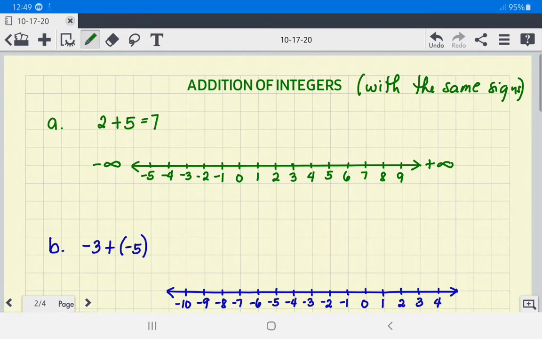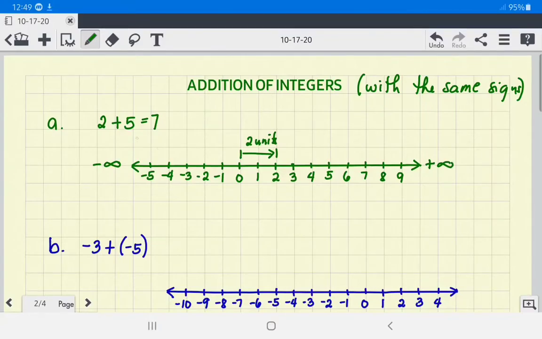To add integers with the same signs, we're going to start from 0 and move 2 units in a positive direction, or going to the right direction. So from 0, move 2 units to the right, going to the positive direction. So this is 2 units.